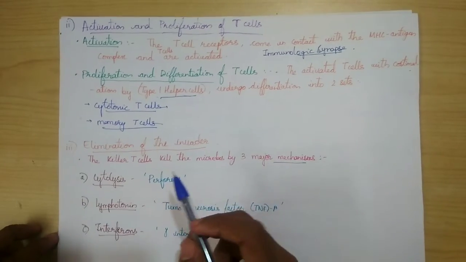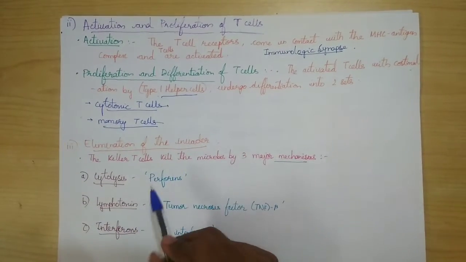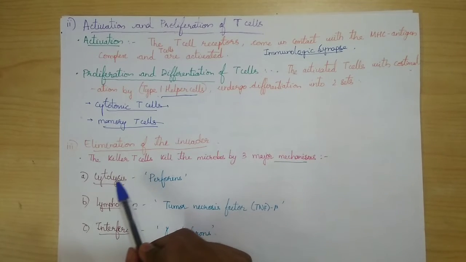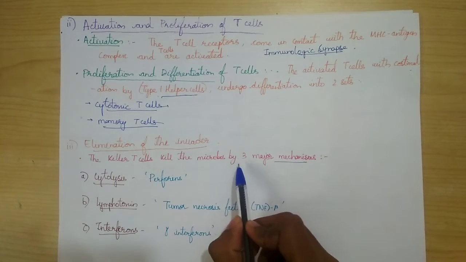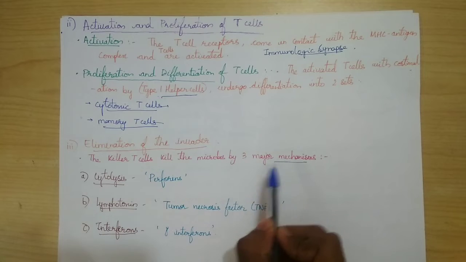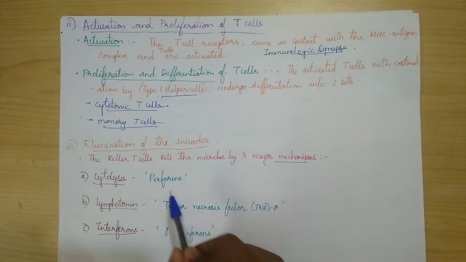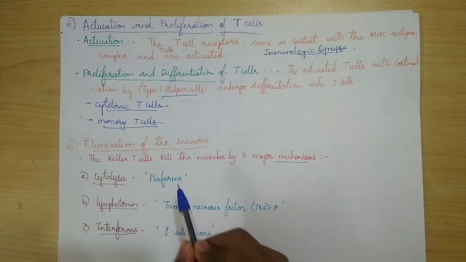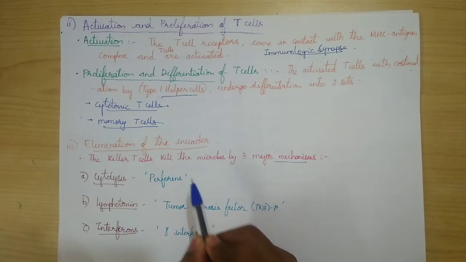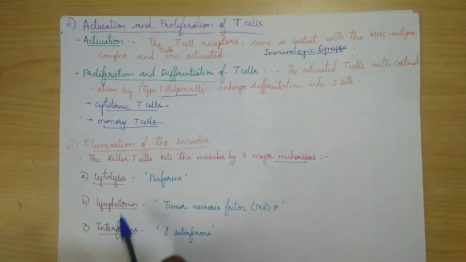The next step is elimination of the invader. The killer T cells or the CD8 cells kill the microbe by three major mechanisms. Those are cytolysis. In this process, there is production of perforins which attach to the membrane of the antigen and cause osmotic lysis and kill the antigen.